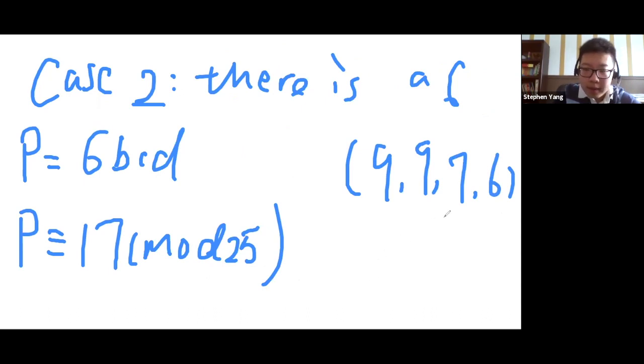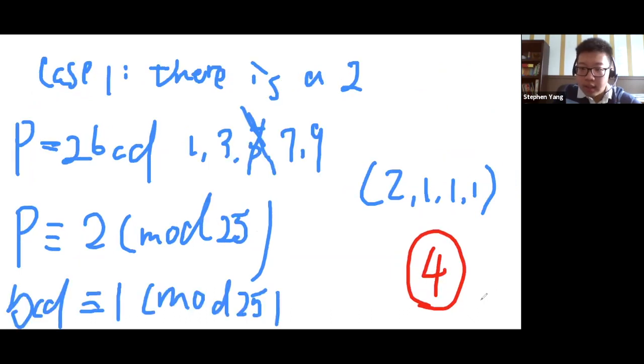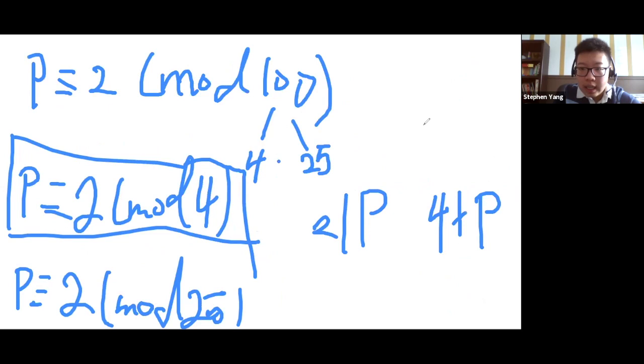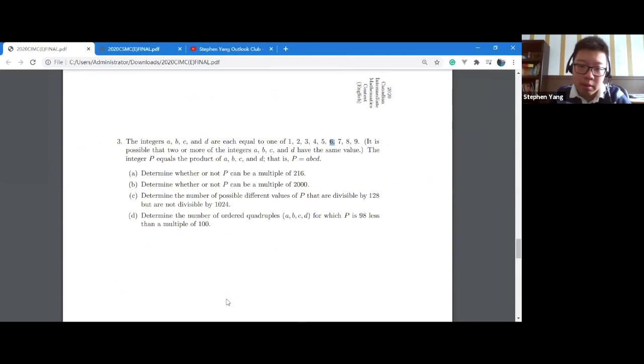And in this case, there are 12 solutions for quadruples A, B, C, D, which means 12 and 4 added together, there are 16 cases in total. And there we go, we got the answer. So there are 16 ordered quadruples. So is everybody good? What's the solution?